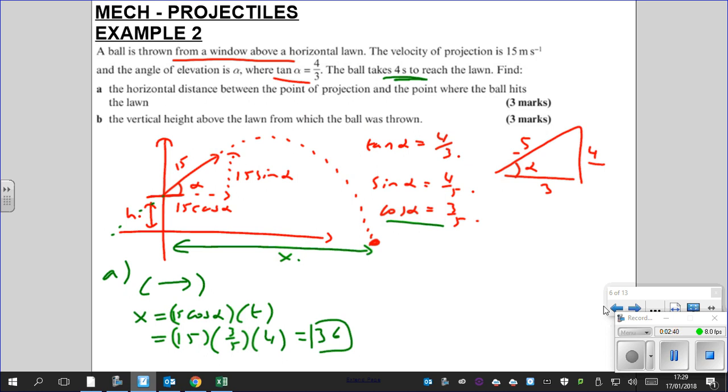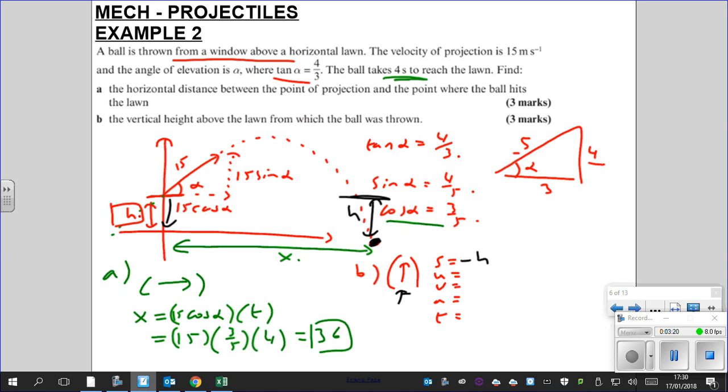Part B says find the vertical height above the lawn from which the ball was thrown. So it's asking us for this distance h, isn't it? So we go up and down, S, U, V, A, T. Just like our normal problems, we want to know what the displacement is from when it hit the ground. Has it started higher, or has it finished higher or lower than it started? It's gone lower, so it must be negative h. So when it hits the ground, it's gone down h. Negative then. And make sure we're putting the arrows next to your suvat so you know what you're doing.